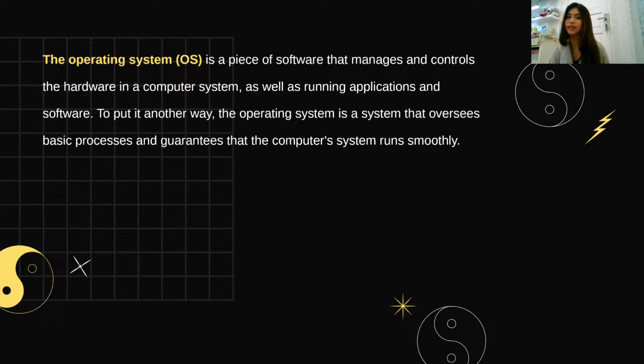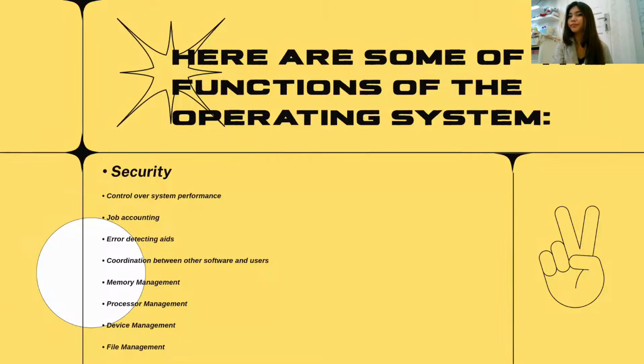Number one is security. Number two is control over system performance. Number three, job accounting. Number four, error detecting aids. Number five, coordination between other software and users. Number six, memory management. Number seven, processor management. Number eight, device management. And lastly, file management.